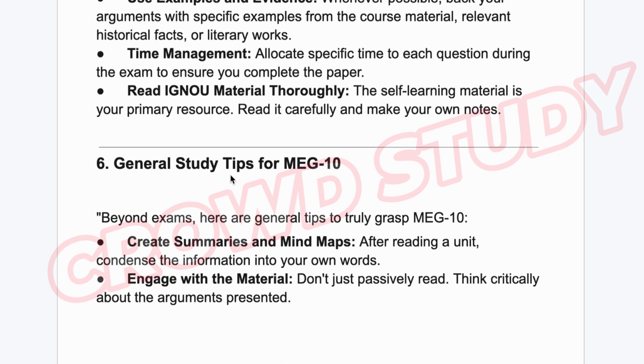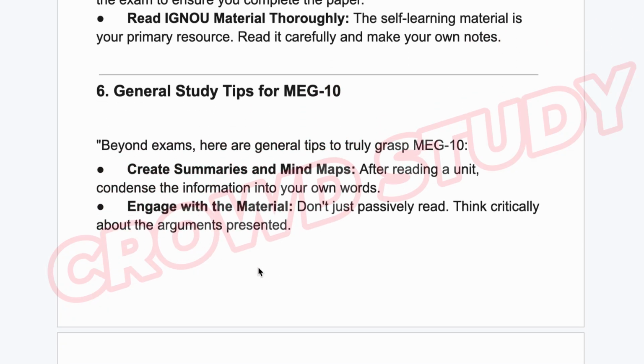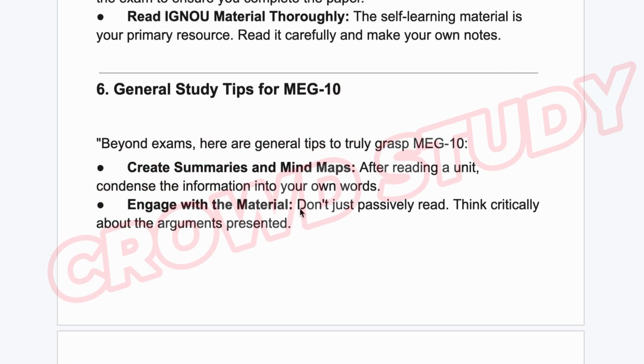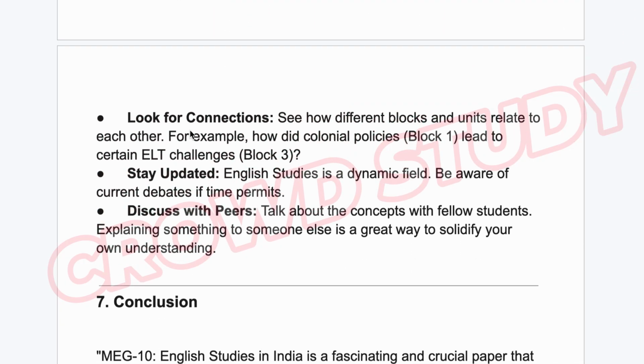Number 6. Journal studies tips for MEG 10. Beyond exams, here are general study tips to truly grasp MEG 10. Number 1. Create summaries and mind maps. After reading a unit, condense the information into your own words. Next point: engage with the material. Don't just passively read, think critically about the arguments presented. Look for connections, see how different blocks and units relate to each other. For example, how did colonial policies, block number 1, lead to certain ELT challenges like block number 3?